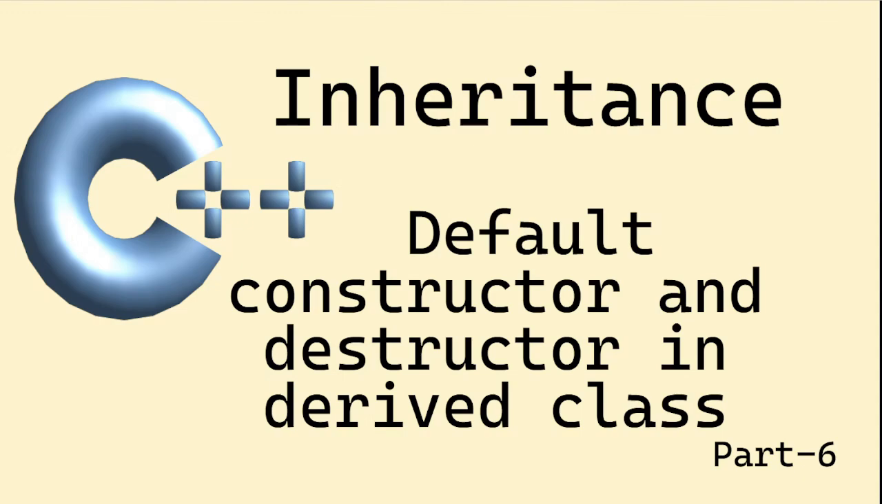This is a part 6 recording of the inheritance sub-series. Here we focus on the default constructor and destructor in a derived class in an inheritance relationship. The derived class's default constructor can initialize not only the derived class's data members, but also the base class data members. Let us get into the code.